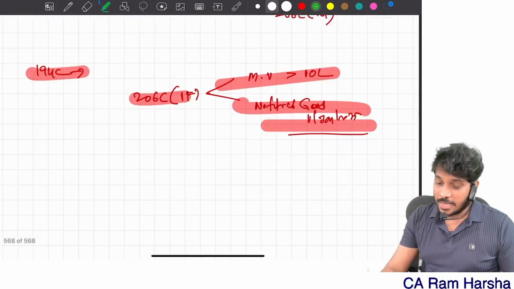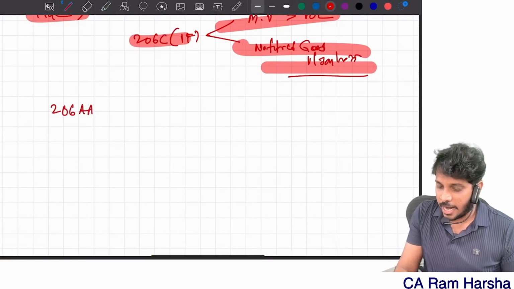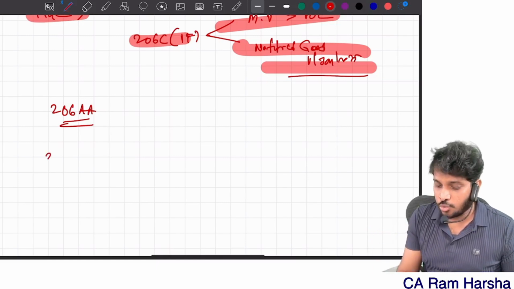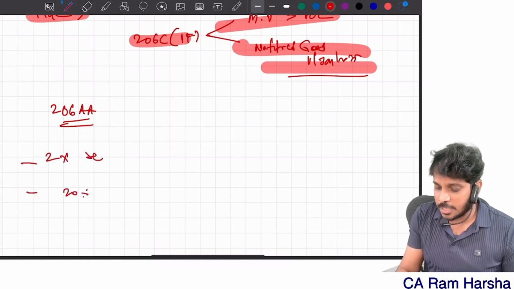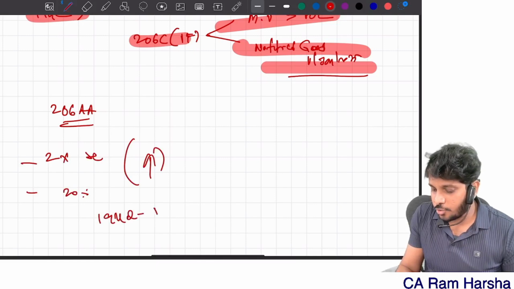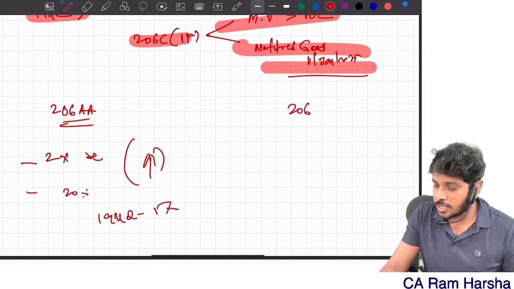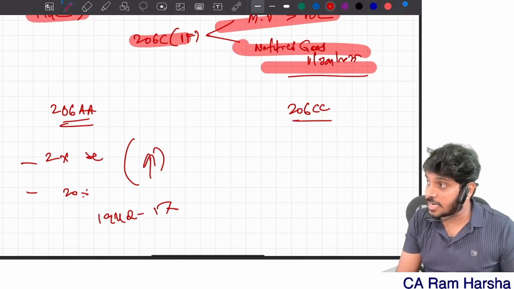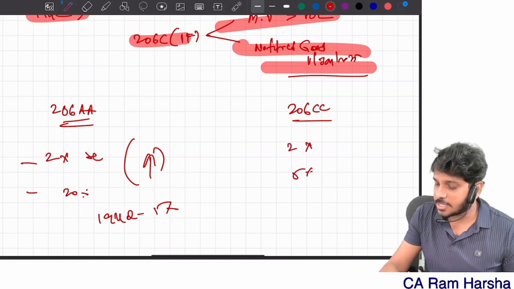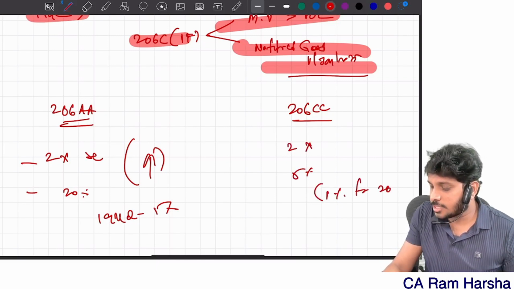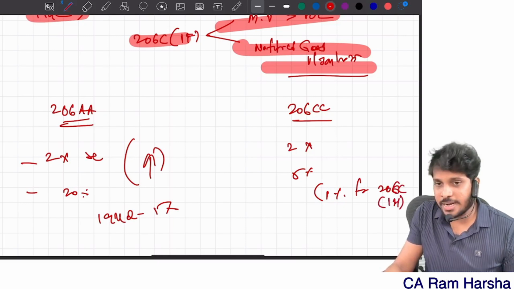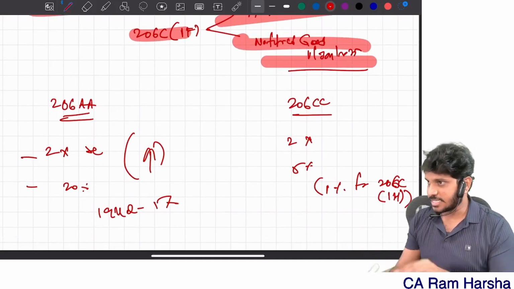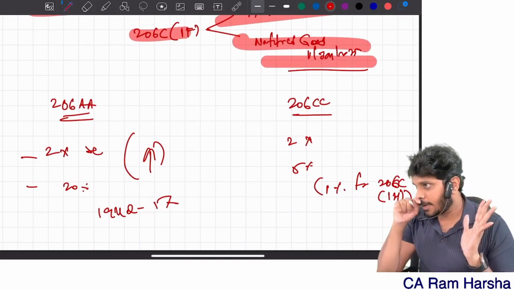Easy or not? Generally, under 206AA, the high rate of TDS by the payer to the payee, if the payee does not furnish PAN, is 2 times the section rate or 20%, whichever is higher. But for 194Q, maximum TDS is 5%. 206CC: higher rate of TCS that the seller should collect from the buyer is 2 times, or 5%, and 1% for 206C subsection 1H. That's it. All these points I covered in the respective sections. As an intro I am giving you this. Okay, clear, easy.